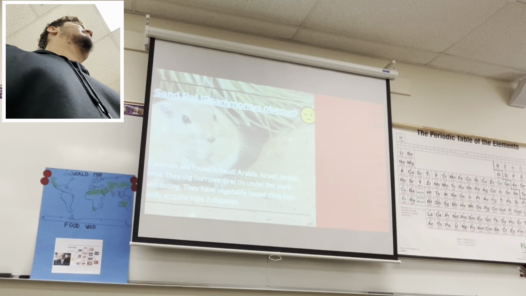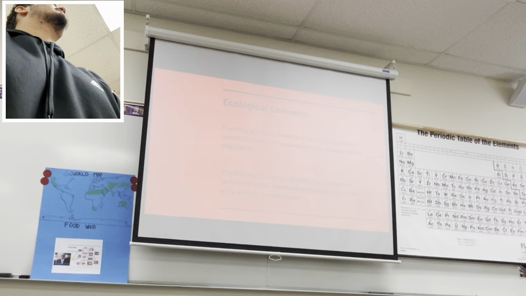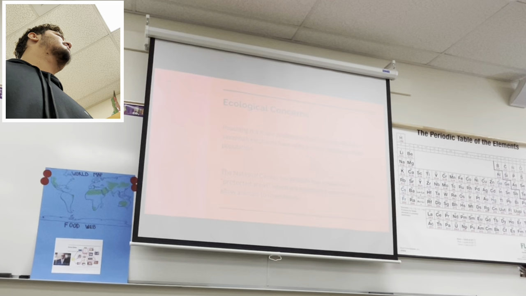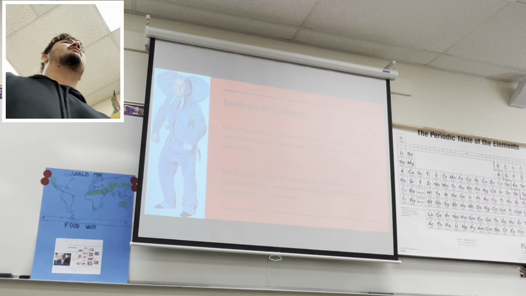Okay, for the ecological concerns, poaching is a major problem in Saudi Arabia. Poaching is basically just illegal hunting. So African savanna elephants have seen a major decline in their population. It's gonna be these guys right here, having a lot of trouble out there in Saudi Arabia. So hopefully they get this solved.